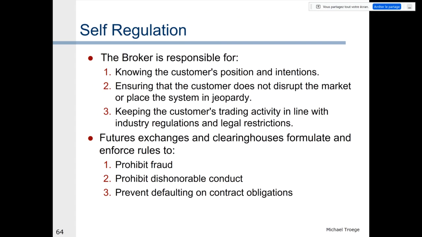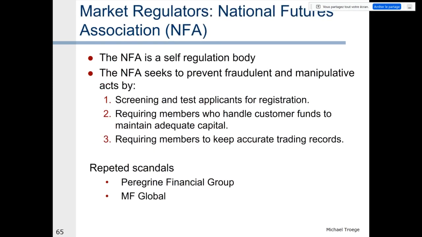So here you have a couple of rules that the broker has to look at. You have a couple of things that the futures exchanges have to look at. So fraud, dishonorable conduct, okay, defaulting, and so on. That's the exchange that is looking into that. Then the broker is responsible for know your client. They need to know where the money comes from. And they are supposed to make sure that everything the client does is actually compatible with the CFTC's rules. But the CFTC doesn't verify these rules itself. So it's a complicated system.